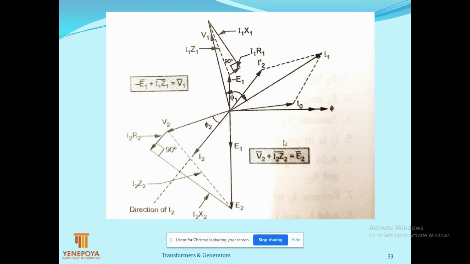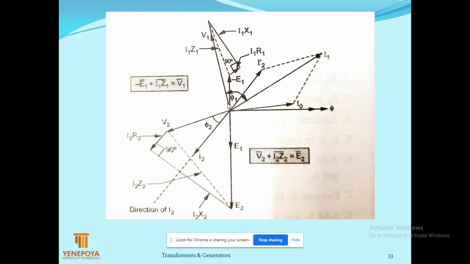Now what do we get? V2 plus I2 R2 plus I2 X2. From the tip of V2, draw I2 R2 parallel to the I2 line, and I2 X2 at 90 degrees. Then we get I2 Z2. Join this to get E2. We got E2. Similarly, satisfy this equation: extend E1 to get minus E1. Minus E1 plus I1 R1 plus I1 X1 gives I1 Z1, and minus E1 plus I1 R1 plus I1 X1 gives V1.